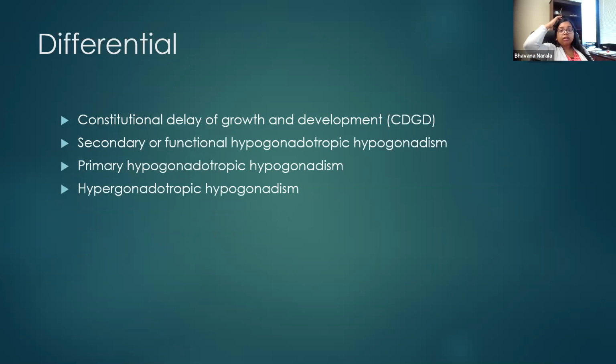So differential, there's a couple of things that could be going on. These patients could have constitutional delay of growth and development, which is probably the most common thing that we see, especially in boys, and you'll definitely see it in general pediatrics as well. Secondary or functional hypogonadotropic hypogonadism, which we're going to talk more about. Primary hypogonadotropic hypogonadism, and then hypergonadotropic hypogonadism. So let's look at these in a little bit more detail.